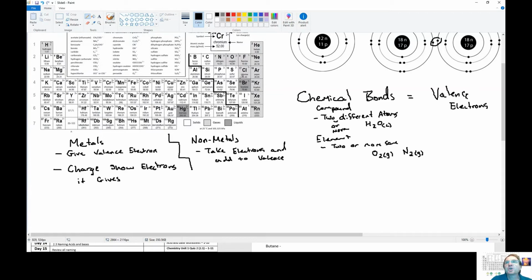Check out the charge here is negative. This means it accepts electrons. Chlorine will take 1 electron. Oxygen wants to take 2 electrons. So let's write that down, that this charge shows how many electrons it takes.